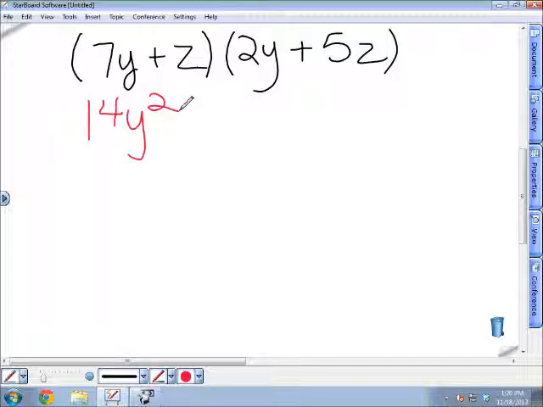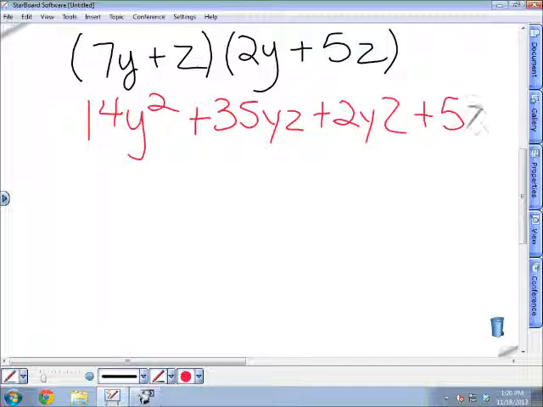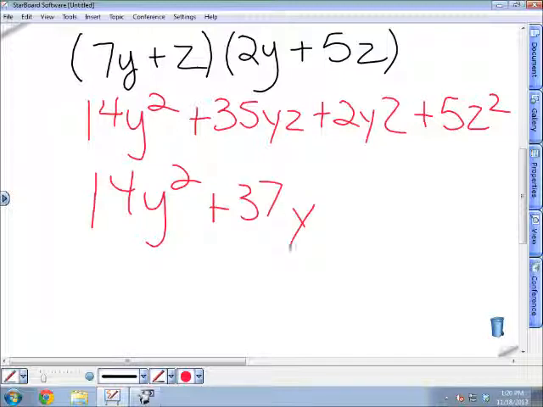14y squared plus 35yz. Well, so, okay. 37yz, plus 2yz, then plus 5z squared. Does anyone have any questions on how I get that before I move on? This should all be pretty much review from Algebra 1. If you're not sure, speak now. Okay. So we're just multiplying some things and combining like terms.